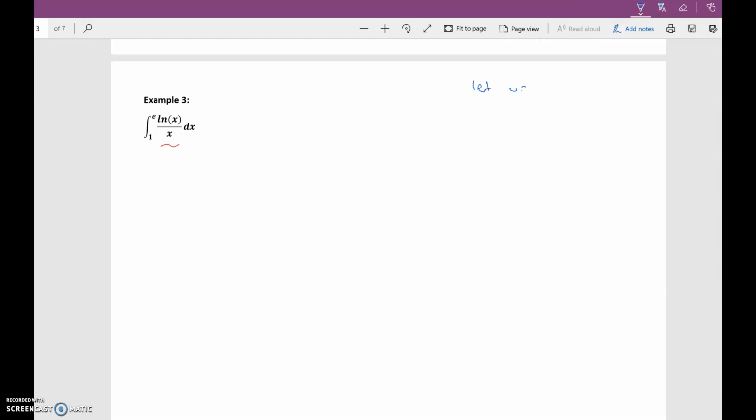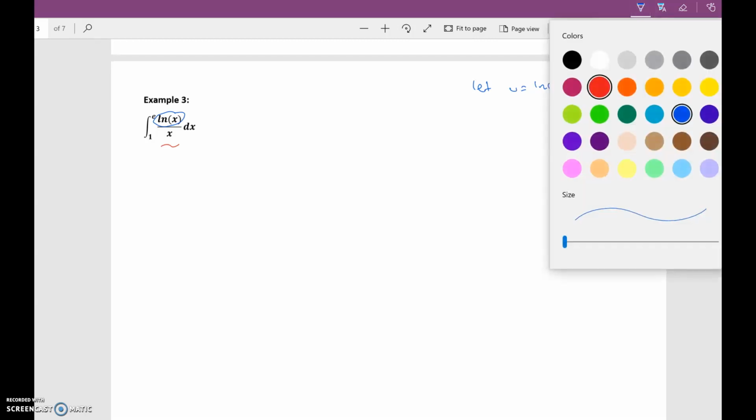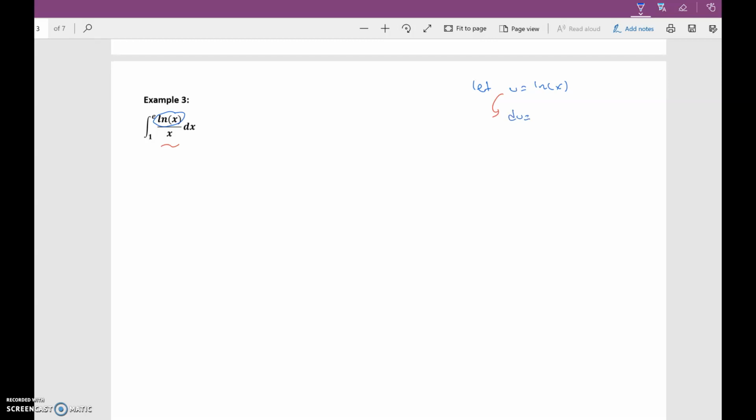So let u equal, and in this case the most convenient function is going to be ln x, because if you let u equal x, that's just going to be 1. So in this case, let u equal the ln of x. When you evaluate the derivative of both sides, you end up with du equal to 1 over x, technically dx.